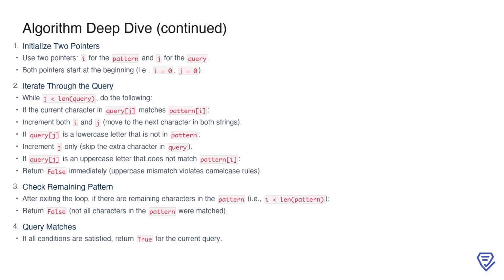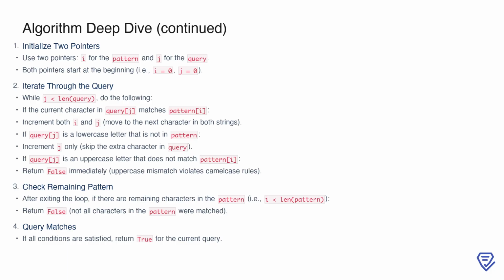If the current query character is a lowercase letter not part of the pattern, we simply increment j to skip it, as extra lowercase letters are permitted. However, if the current query character is an uppercase letter that does not match the pattern at i, this violates the Camelcase rules, so we terminate and return false immediately.